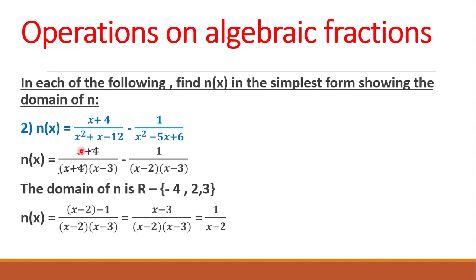So here I have x minus 2 minus 1. So it will be x minus 3 over x minus 2 multiplied by x minus 3. And then simplify to get 1 over x minus 2. And this is the last answer.